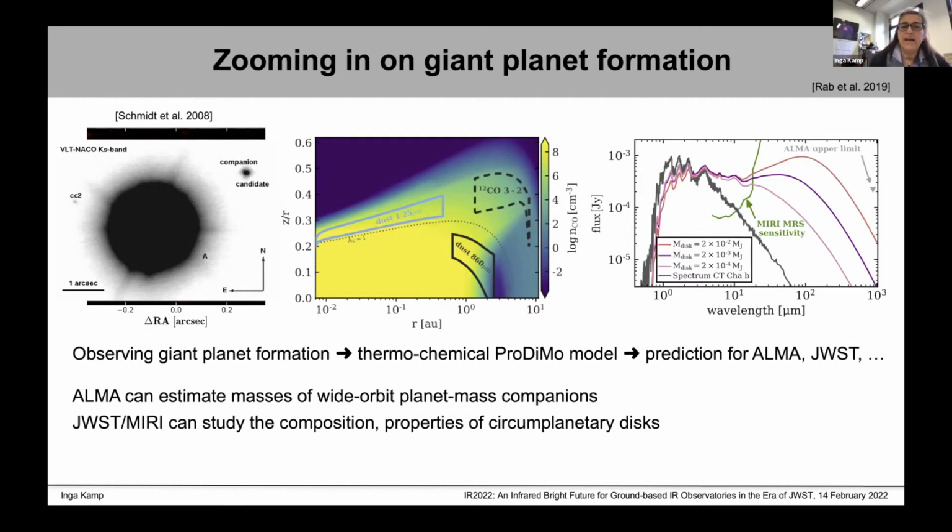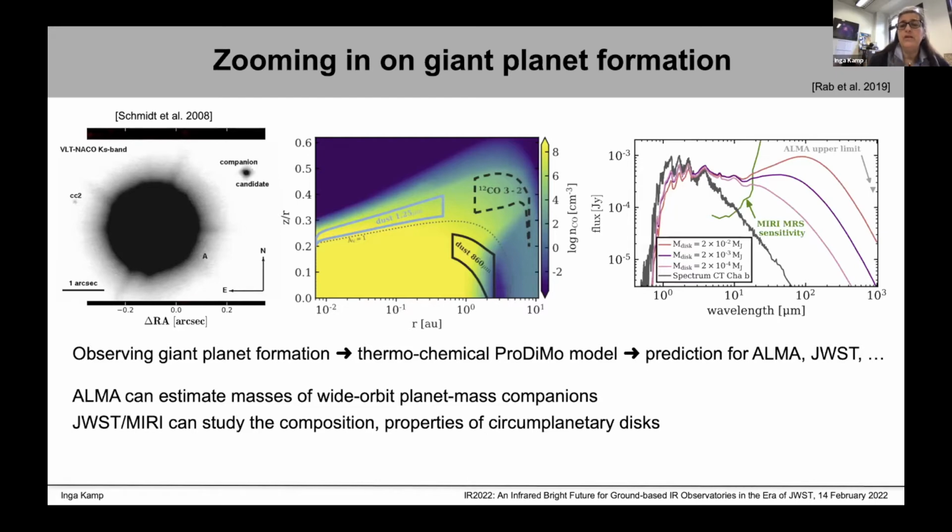There will be a scattered light image. I blocked that because it's not yet published. It is a SPHERE image, not the NACO image that you see here, but it's detected in scattered light. But we also show that there's prospect to see this disk, for example, in CO with ALMA. And we can see the channel maps. We need very deep ALMA observations, but we can see the channel maps, and then we can kinematically measure the mass of this wide orbit separation companion.